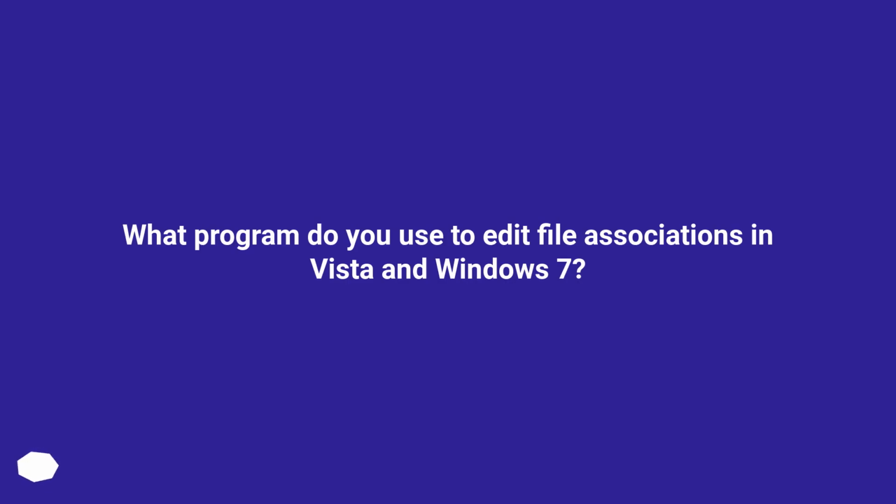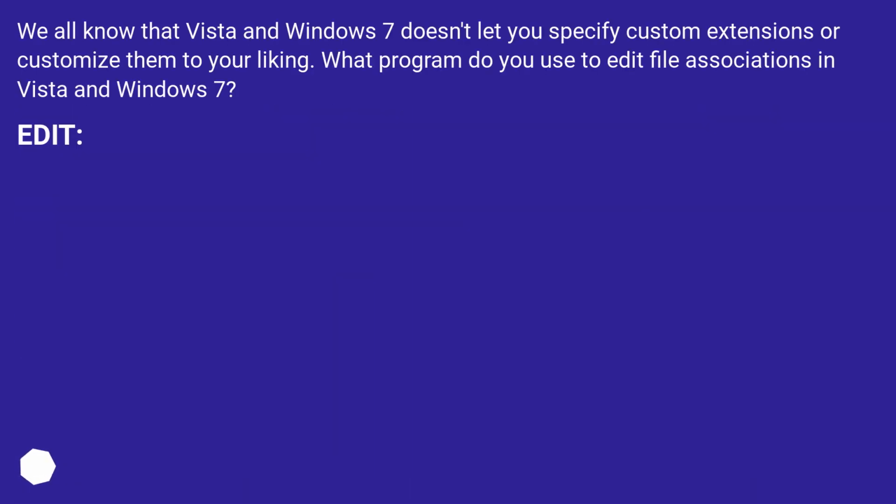What program do you use to edit file associations in Vista and Windows 7? We all know that Vista and Windows 7 doesn't let you specify custom extensions or customize them to your liking. What program do you use to edit file associations in Vista and Windows 7?